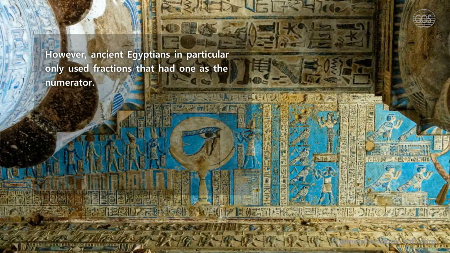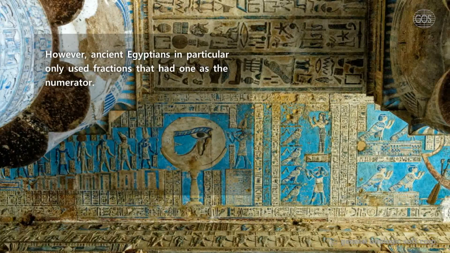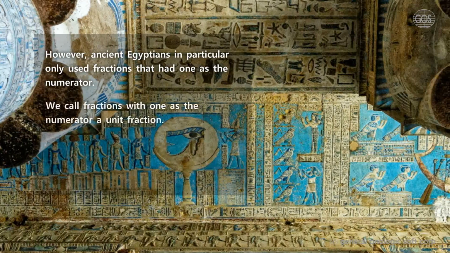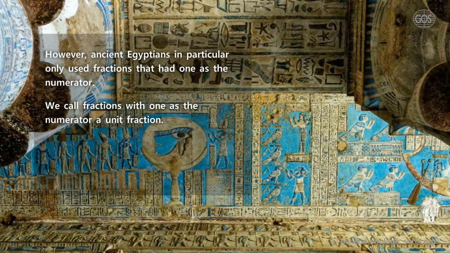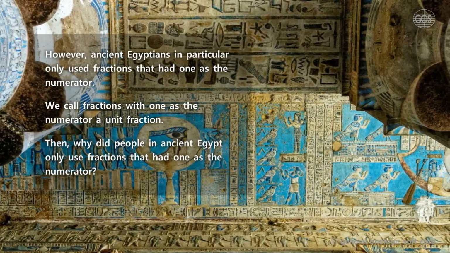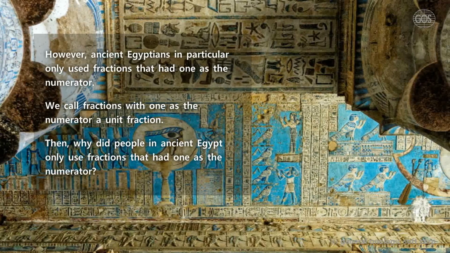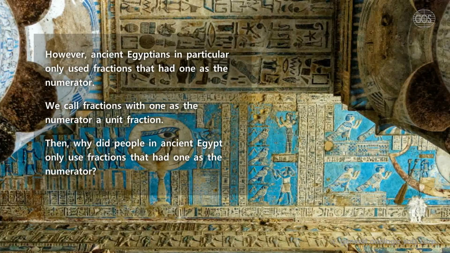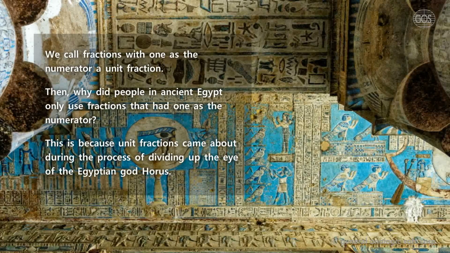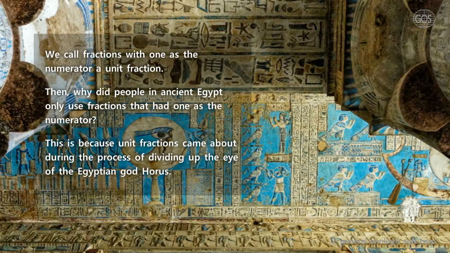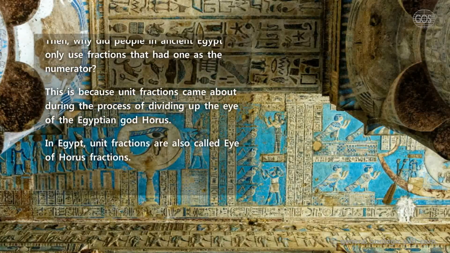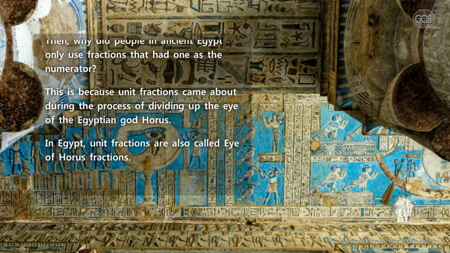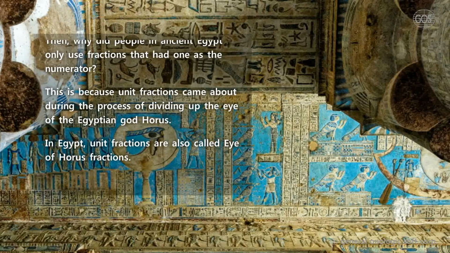However, ancient Egyptians in particular only used fractions that had 1 as the numerator. We call fractions with 1 as the numerator a unit fraction. Then, why did people in ancient Egypt only use fractions that had 1 as the numerator? This is because unit fractions came about during the process of dividing up the eye of the Egyptian god Horus. In Egypt, unit fractions are also called Eye of Horus Fractions.